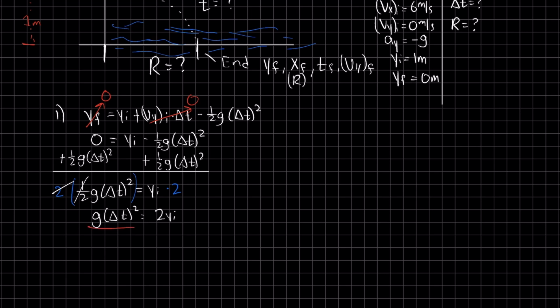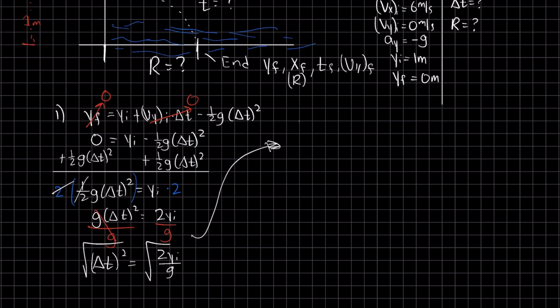Next, I'm going to divide by g to cancel out the g on the left hand side. So I'm going to get that my delta t squared is equal to 2yi divided by g. Finally, to solve for delta t, I'm going to be taking the positive root on both sides. And we'll do this up here.